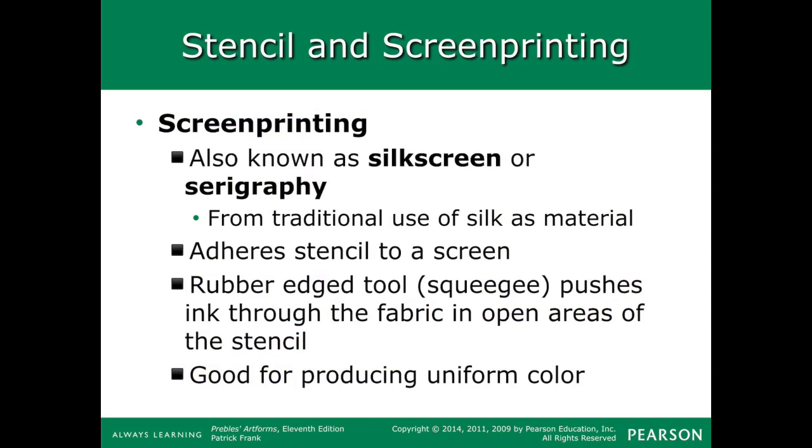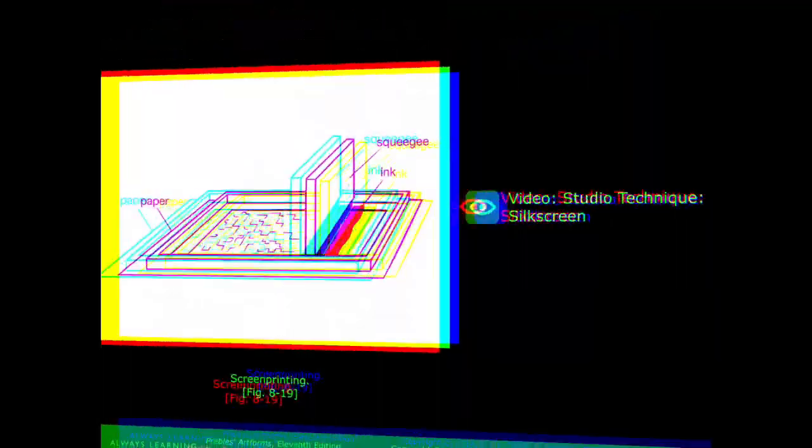For screen printing, they also have to use a rubber edge tool or a squeegee that pushes ink through the fabric in the open areas of the stencil. So imagine having a stencil, placing it on top of the material to which the color is to be transferred; after the color is applied, they use a squeegee to remove some of the unwanted color. If you wash your car, you probably use a squeegee to clean the window. It's basically that.